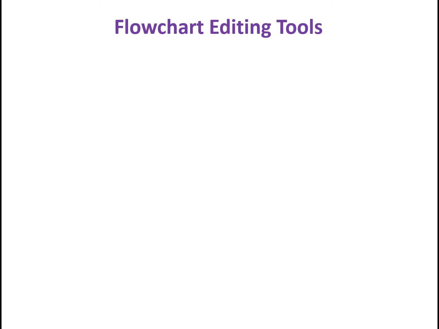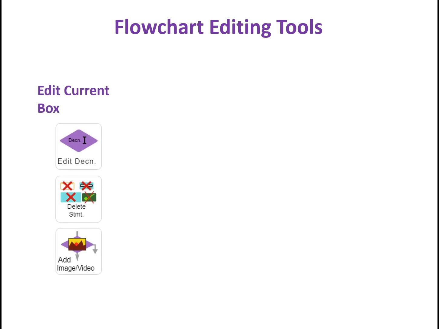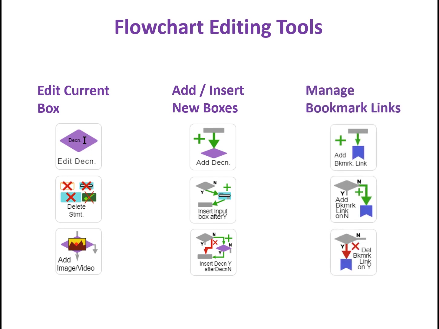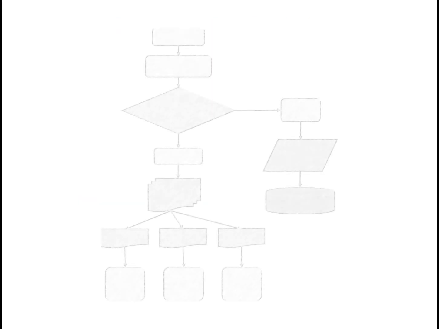The editing tools available inside the editor can be divided in three general categories: tools for changes to the current box, tools for adding or inserting new box types, and tools for managing bookmark links. We will go over these tools as we create our example flowchart shortly. All right, now let's create a new flowchart.